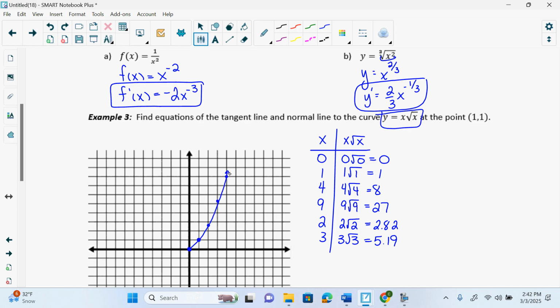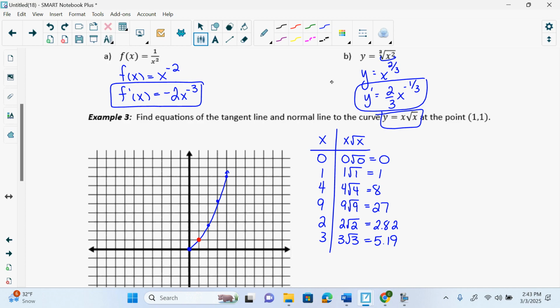Okay. We want the tangent line and the normal line to this curve at 1, 1. So at this point, we want the tangent and the normal, correct? Where does the tangent come from? The first derivative.